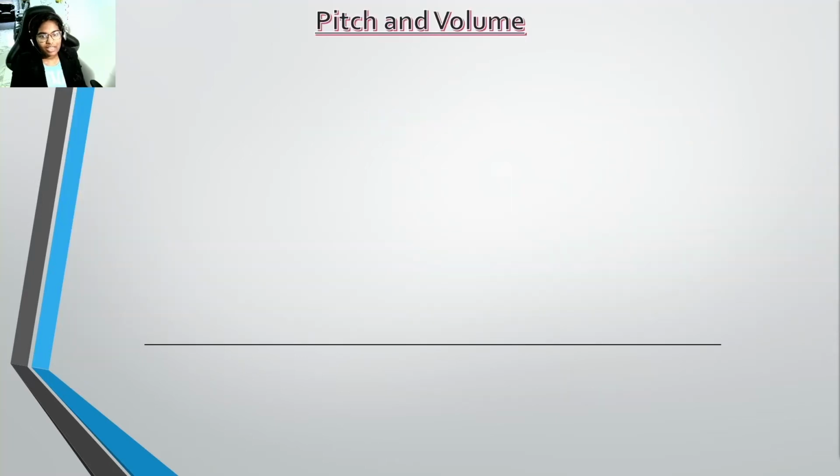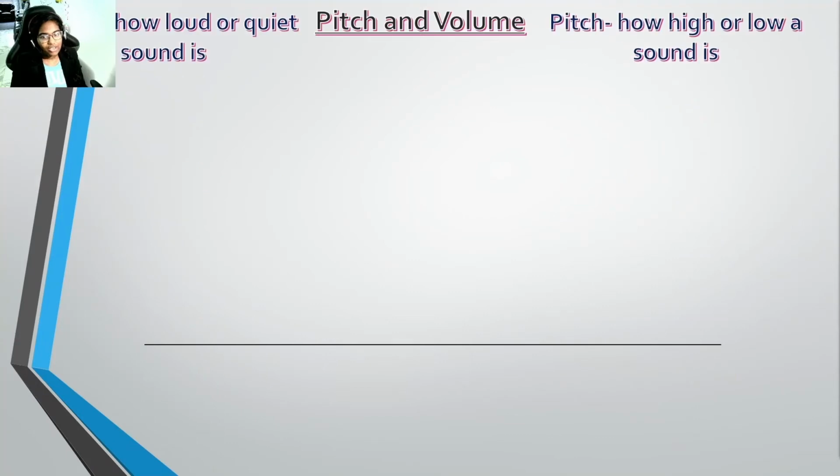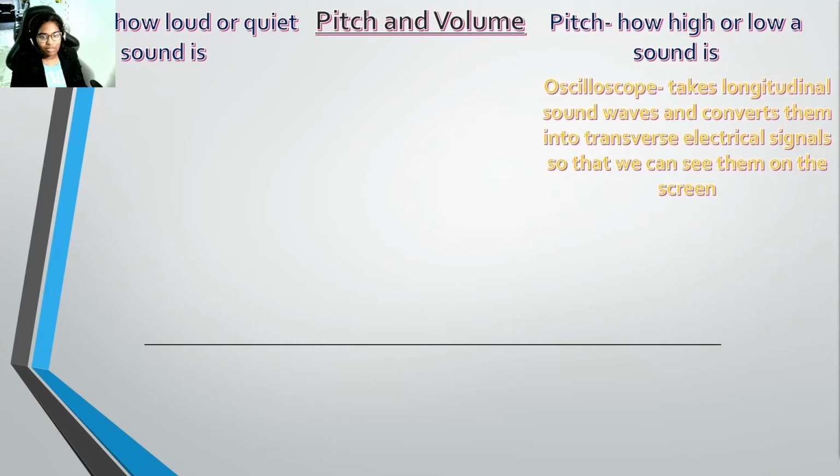Now we are going to be looking at how we see the pitch and volume in a wave. Well, for starters, what is pitch? Pitch tells us how high or low a sound is, whereas volume tells us how loud or quiet a sound is. Well, to actually see a wave in real life on a screen, you will need an oscilloscope that takes longitudinal sound waves and converts them into transverse electrical signals so that we can see them on a screen.